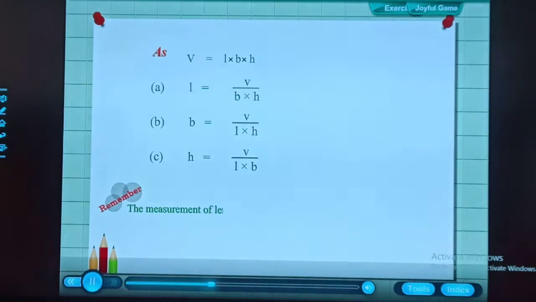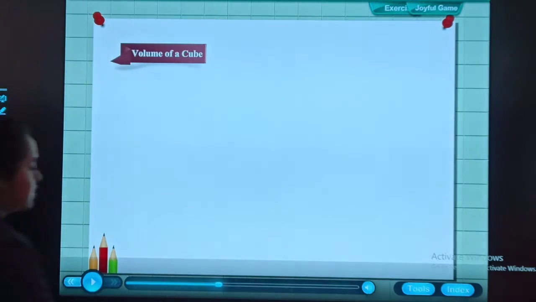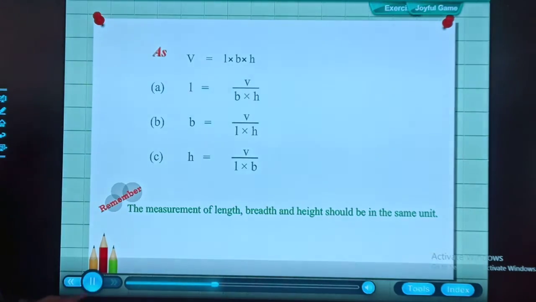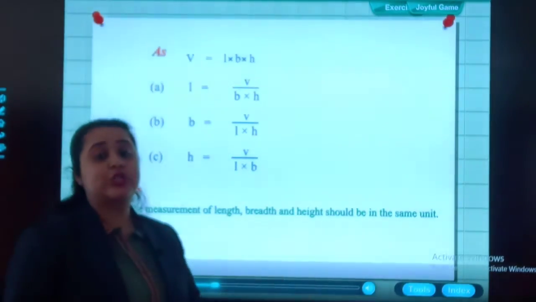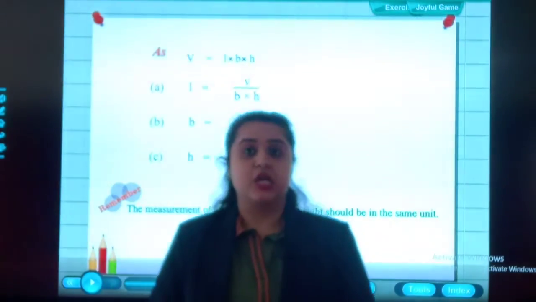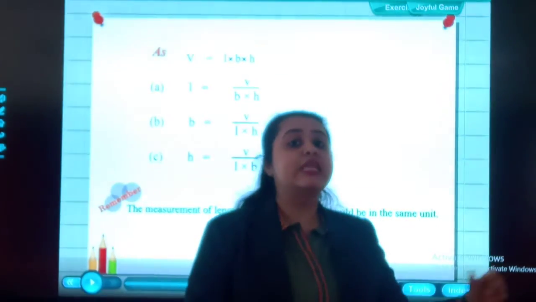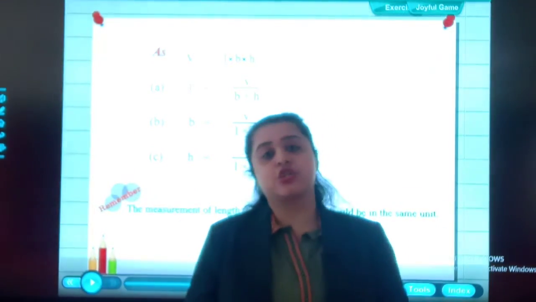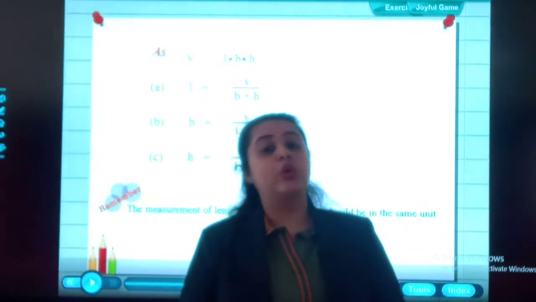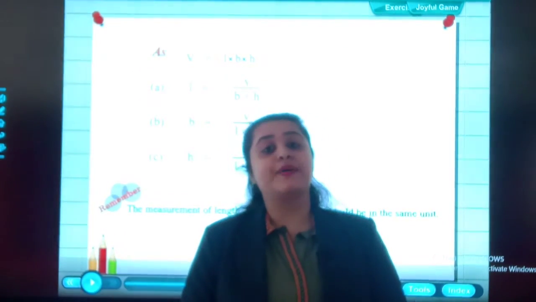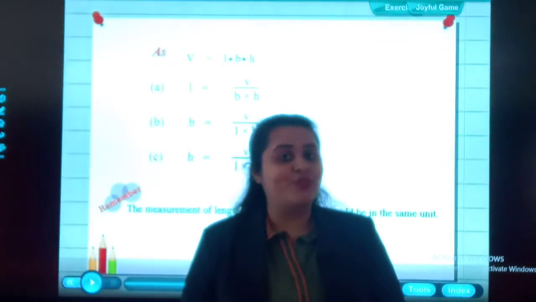Remember, the measurement of length, breadth and height should be in the same unit. Always have a look. This point is common in every topic we discussed till now. So students, in this video, we went through the topic that is volume of cuboid.